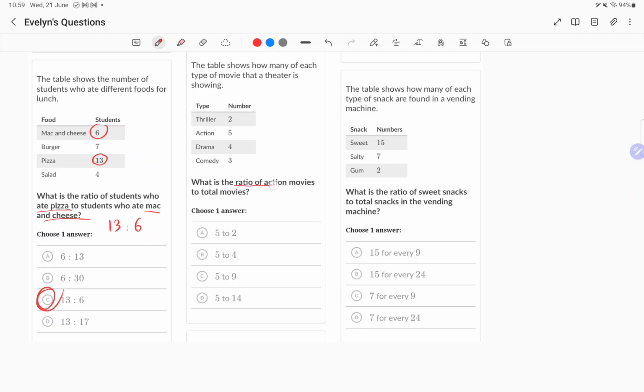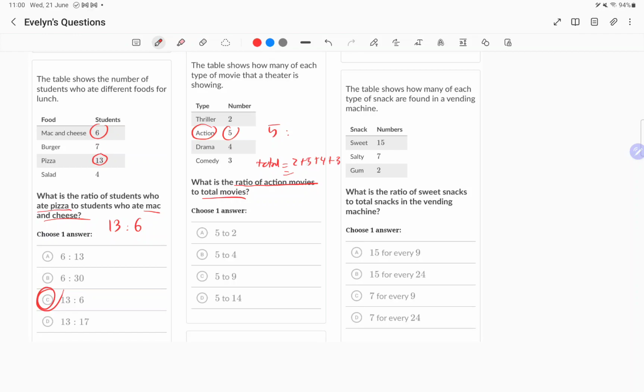Now, how about this one? The ratio of action movies to total movies. So action to total. Total means you need to add up all of these, right? So action is 5. Right, and then the total would be, so let's calculate the total, which is 2 plus 5 plus 4 plus 3.